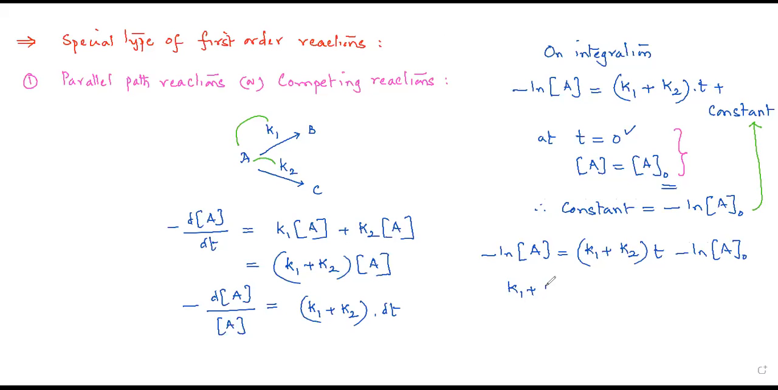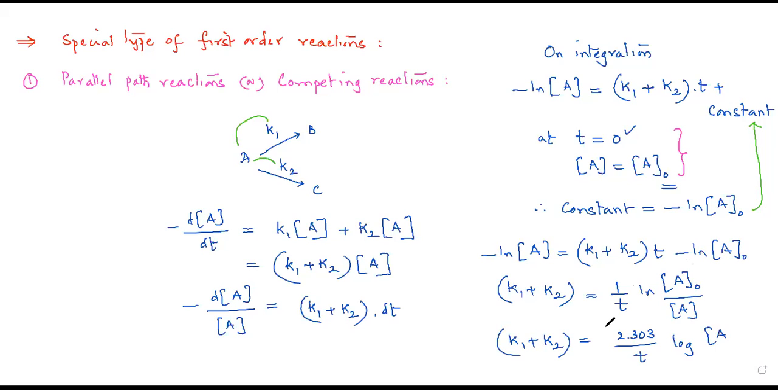So K1 plus K2 can be written as 1 by T into log A naught by A, isn't it? So this can also be written, converting it into base 10, as K1 plus K2 equals 2.303 by T into log A naught by A. Check this out. So this is the rate constant expression for the parallel path reactions or competing reactions.